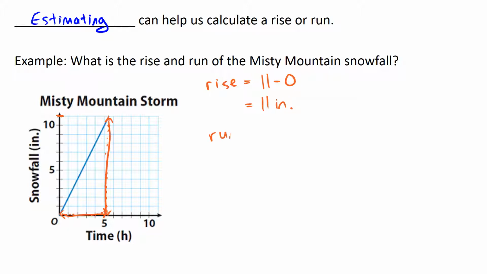The run, again, starts at 0 and goes to just after 5. So this is where we're going to have to do a little estimate for the run. The run is about, I would say, 5.2 hours. So there's our rise and our run.